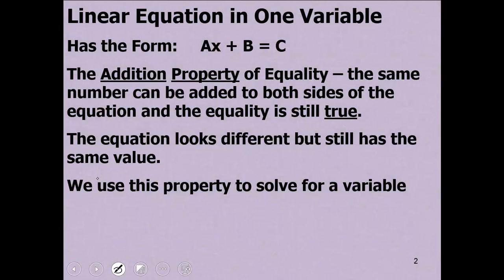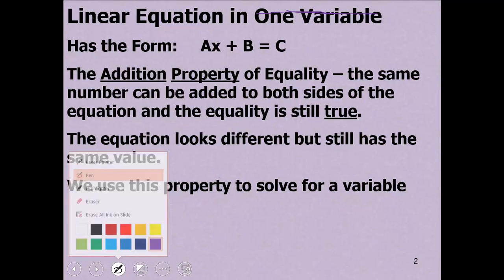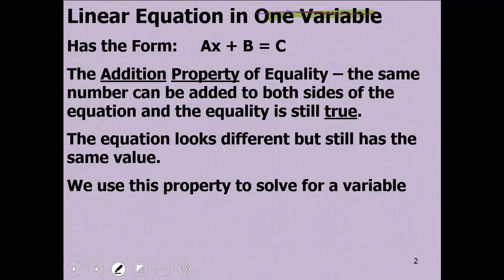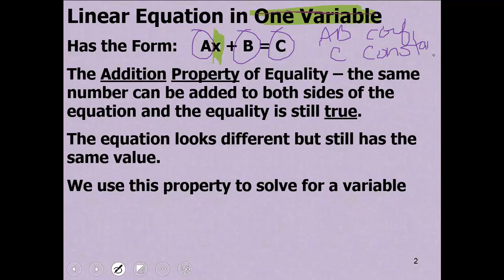Okay, a linear equation in one variable has only one variable. Makes sense, right? X is our variable. A, B, and C are numbers. A and B are called coefficients, and C is the constant. But we only have one variable, and that's X in this equation.